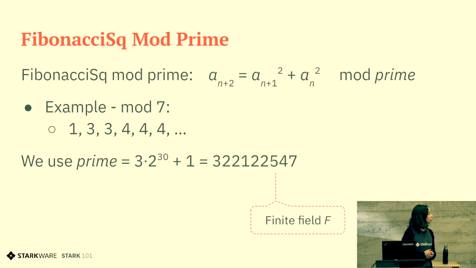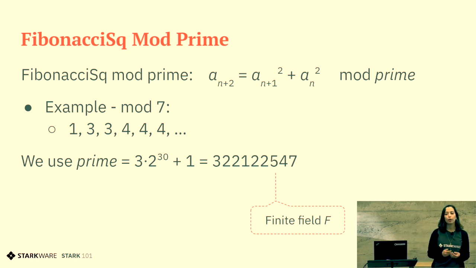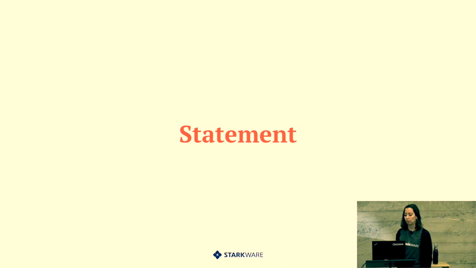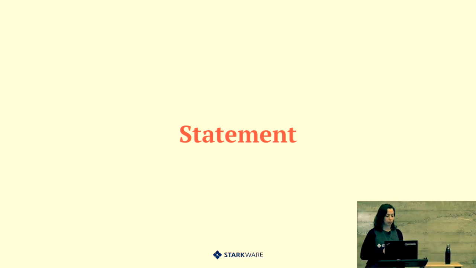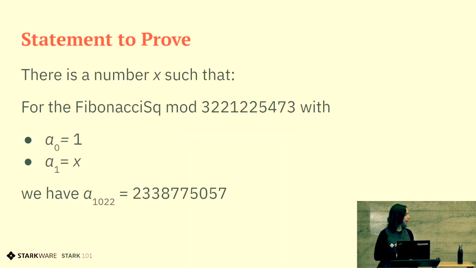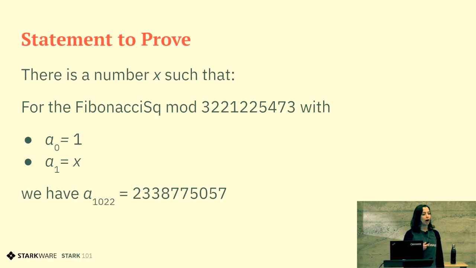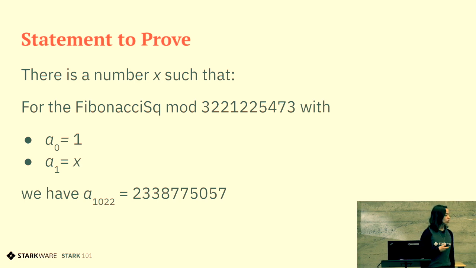Great. So this was the Fibonacci square sequence. And now we are going to describe a statement using this sequence. The statement is going to be the input for our protocol, what we are going to prove today using the Stark protocol. So the statement is the following. There is a number x such that if we take our Fibonacci square sequence modulo our prime, starting with 1 and x, the 1023rd element would be this specific element.